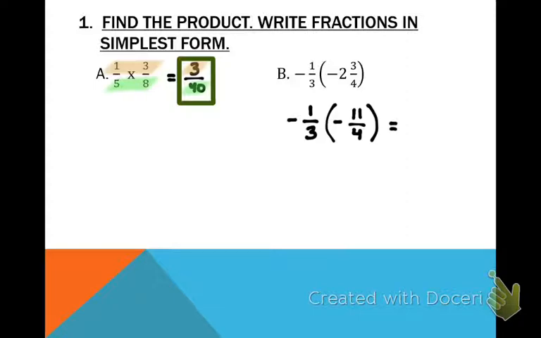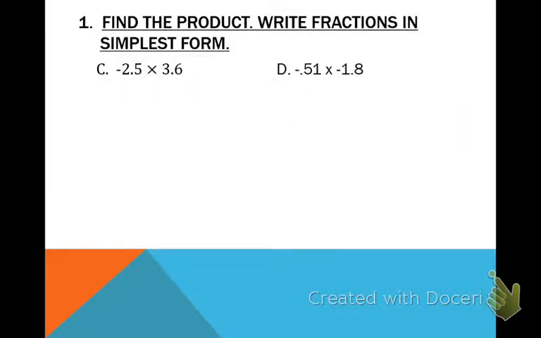Now help me with this idea, guys. Is this answer going to be positive or negative? There are 2 negatives, so my answer has to be positive, okay? Because remember the rules, if you have an even amount of negative signs, your answer has to be positive. Multiply across the top. Reagan, what do you get? 11, and then the bottom number he knew was 12. So the correct answer is 11/12.